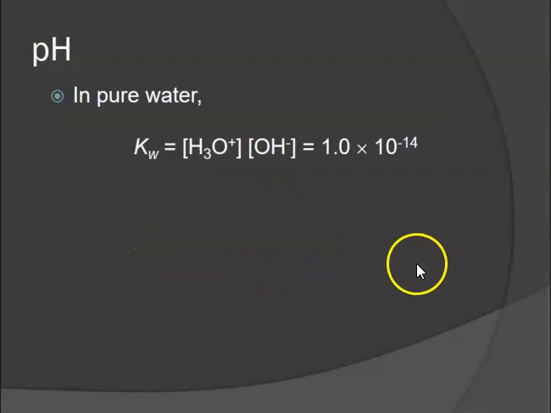All right, so in pure water, KW is the hydronium concentration times hydroxide concentration equals 1 times 10 to the minus 14. These are the same. For every hydronium you get a hydroxide. So in pure water, these are equal to each other.